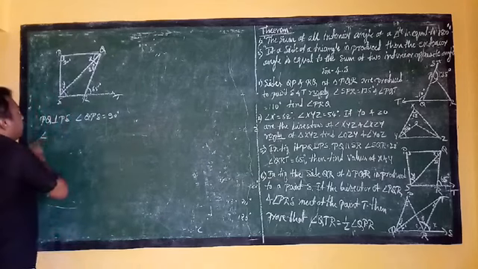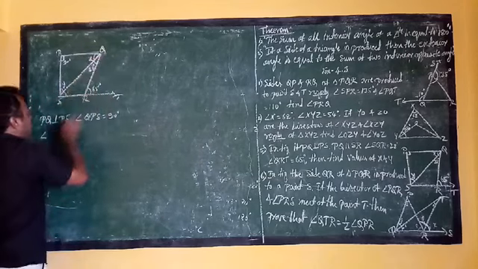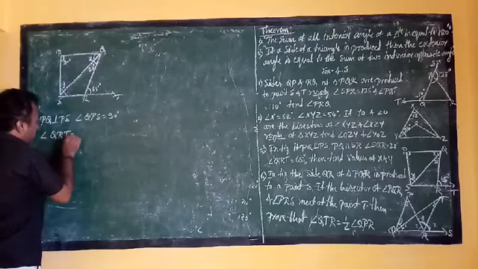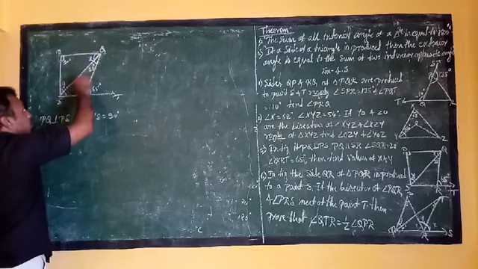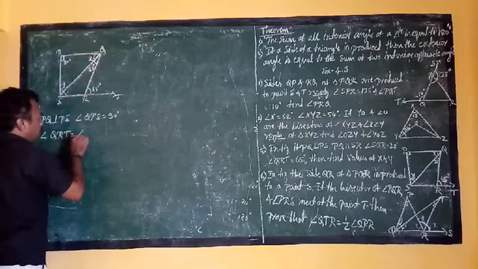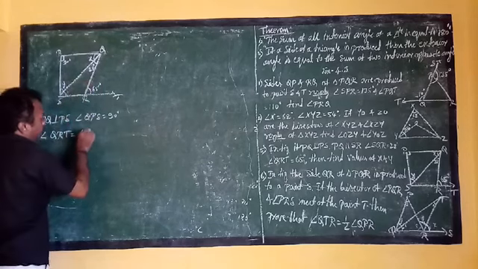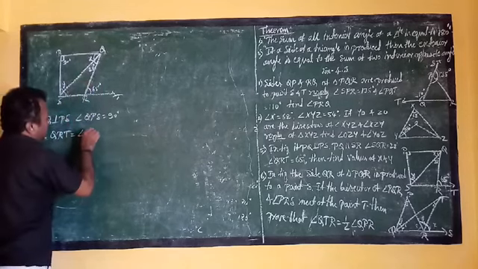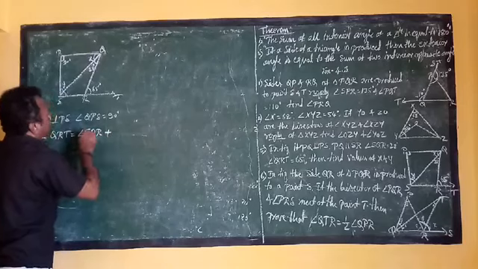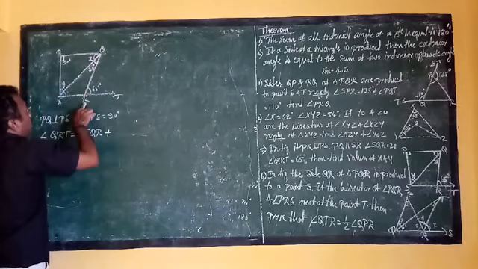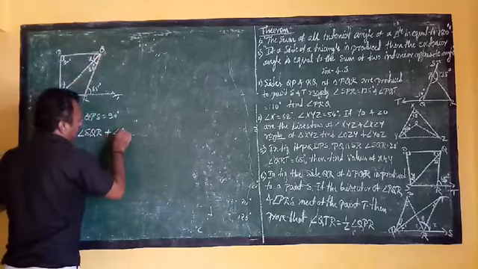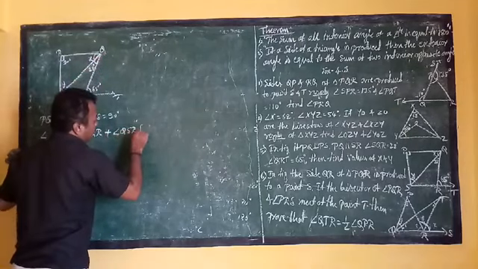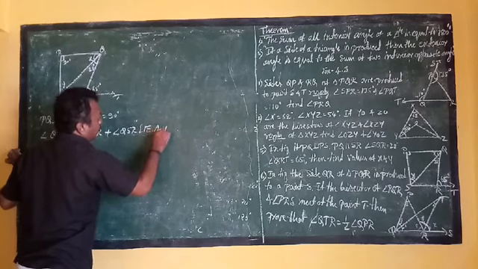See here, angle QRT, the exterior angle, is equal to the sum of the opposite interior angles. What are the opposite interior angles? They are SQR plus RSQ, that is QSR, because of the exterior angle property.